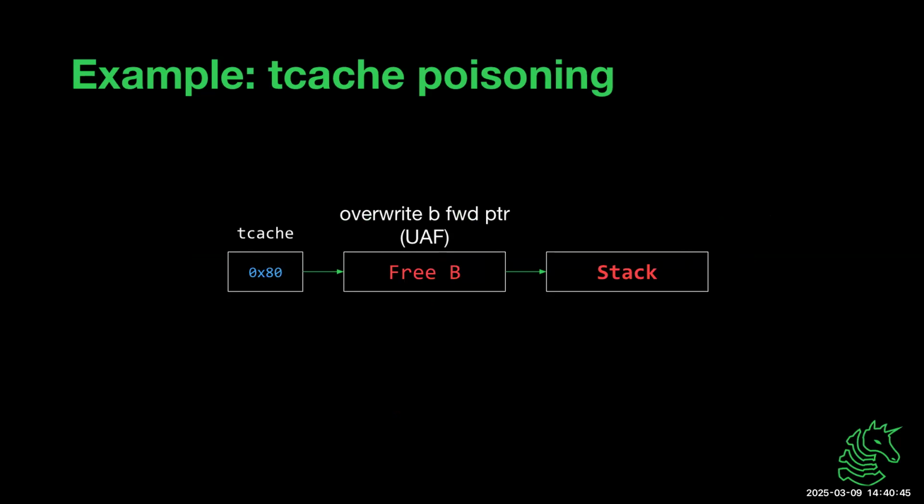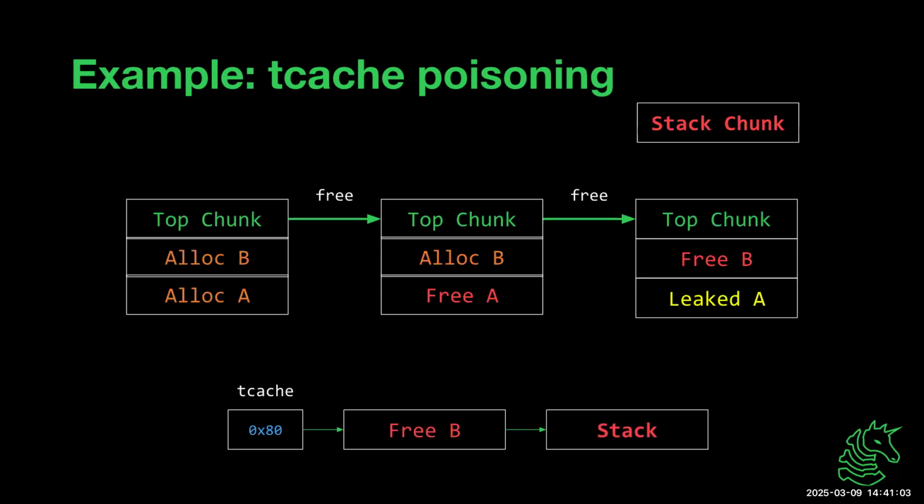If you now allocate a chunk, you will get B. And now the Tcache is pointing to the stack. So if you allocate another chunk, you will now get a stack address, and that's what gives you a write to the stack. And I guess A is now gone. It's memory leaked. There's nothing pointing to it.